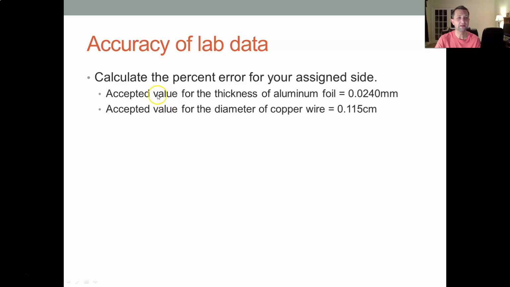So take a minute and use these accepted values. This accuracy is a little bit quicker because you don't have to do all that subtraction like you did for average deviation. Go through, find out what your percent error is, and we'll go from there.